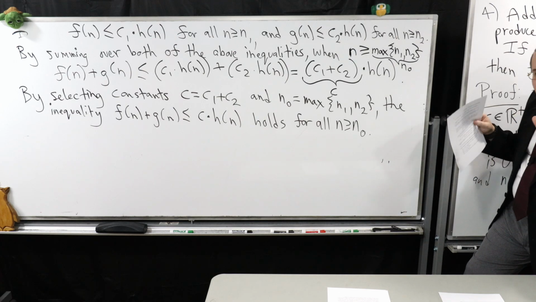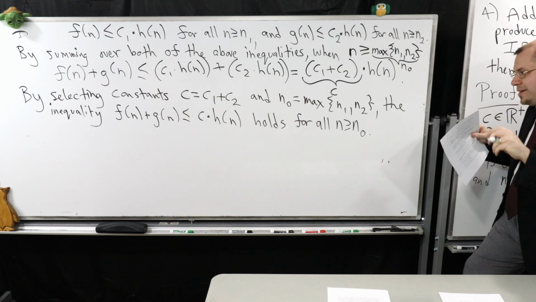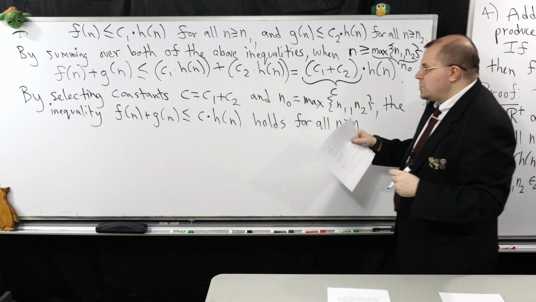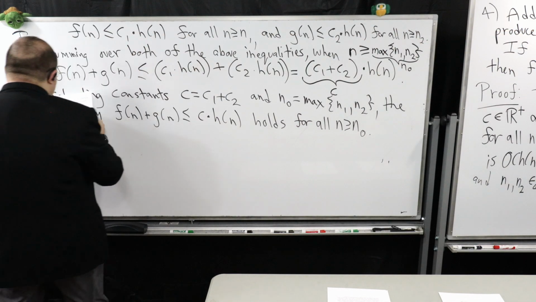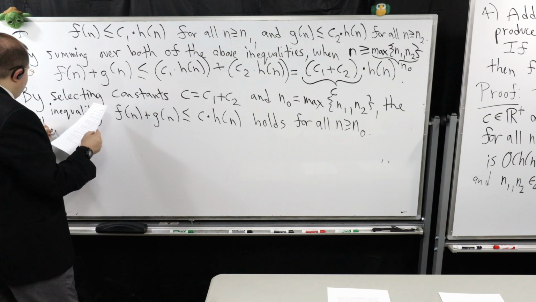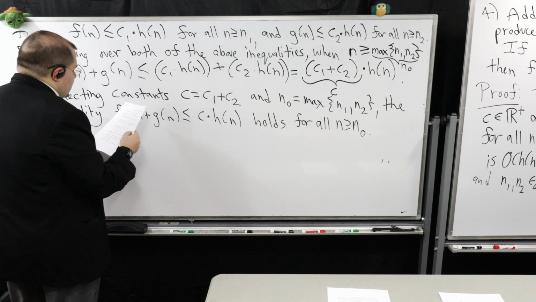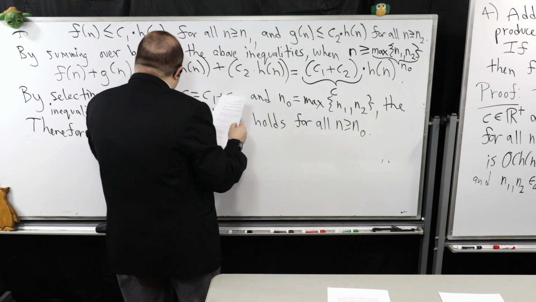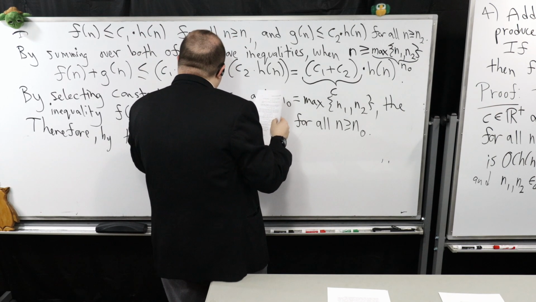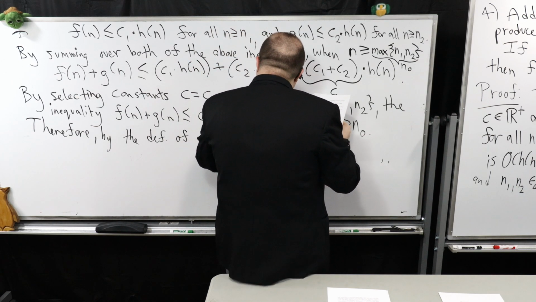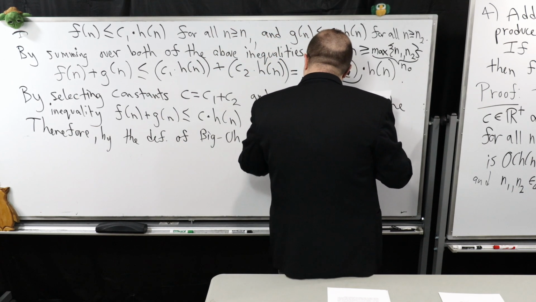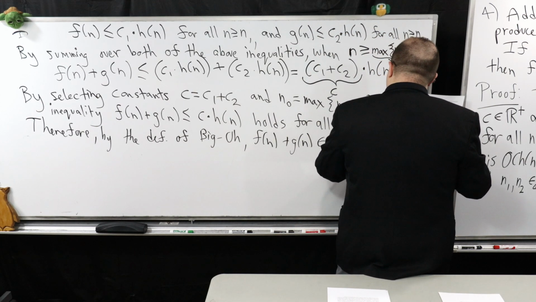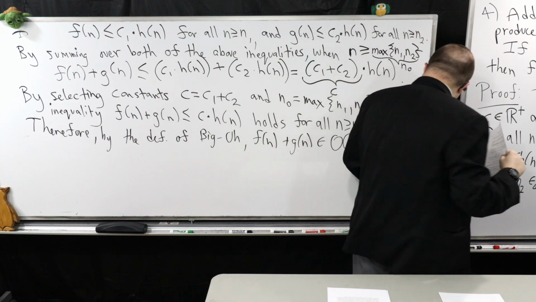So I think we got everything here, right? We identified c and we found n0 and we made sure that they work, right? So let's put our conclusion in. Therefore, by the definition of big O, f plus g is big O of h. And that's the end of the proof.